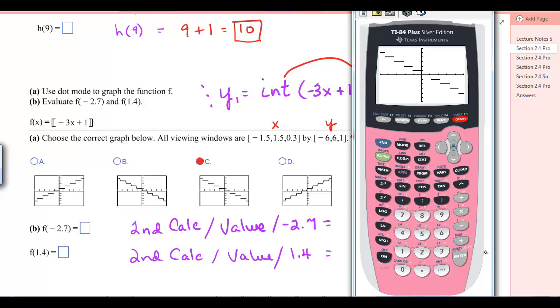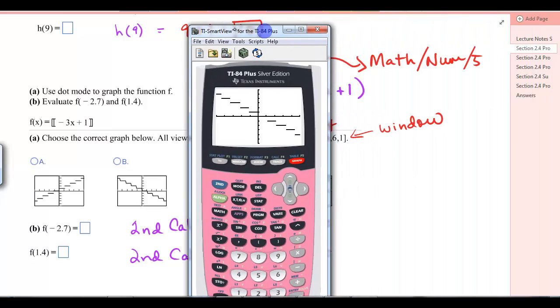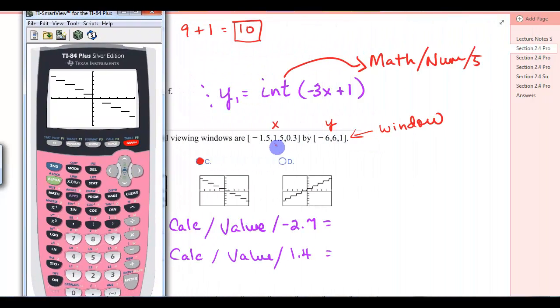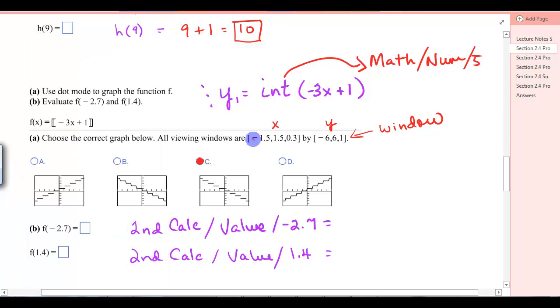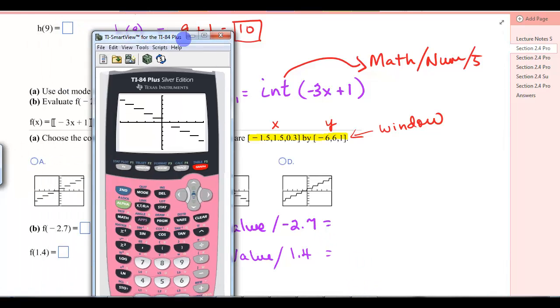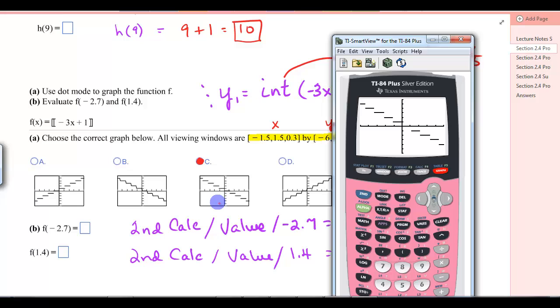Okay, so mine did not initially look like these, and what I have written here that is really important for you is to be sure that you look at the window that you are given. So when they need you to look at it in a specific window, that's important. And here's your X min, X max, the X scale, Y min, Y max, Y scale. And if you'll put those in, then when you hit graph, you do get a picture that looks like C. All right? So be sure you look for that.